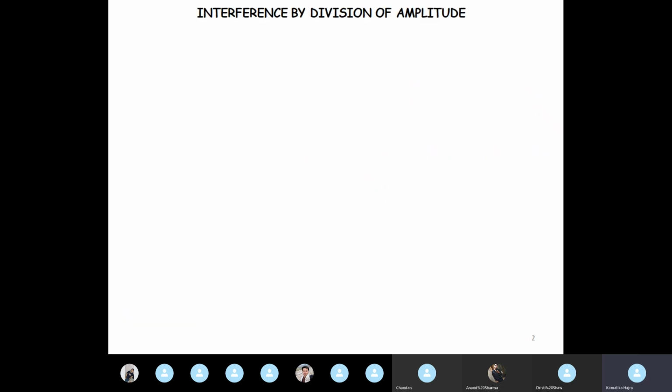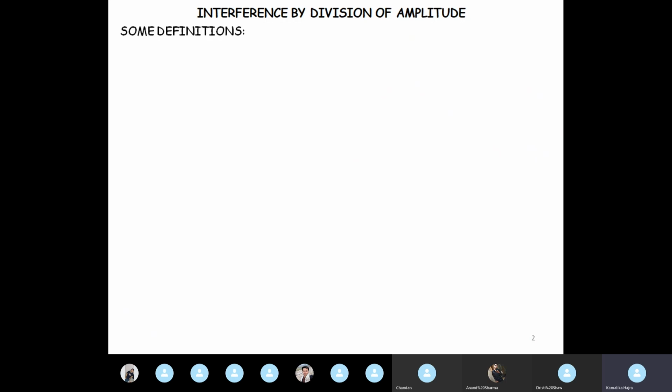Okay, so what we'll do today is interference by division of amplitude. As we discussed in the first class, interference can happen in two ways. The first way we studied is division of wavefront, where two virtual sources are produced, or one real source and one virtual source, and the two wavefronts then interfere, producing fringes. The other way in which interference is possible is interference by division of amplitude.